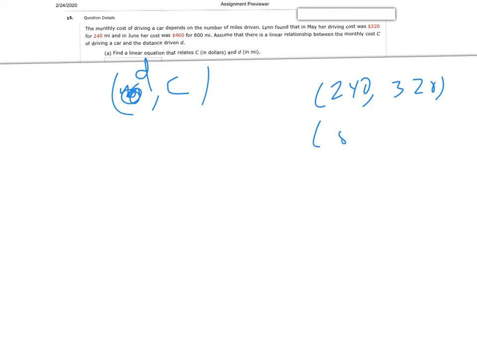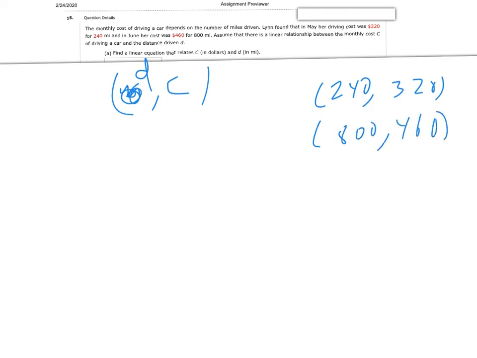All right, next up here, it says the monthly cost of the car depends on a number of miles driven. Since the cost is dependent, that's going to be our y value, and the miles, actually d for distance, is going to be our x value. They're giving me 2 points here: 240 miles is costing $320, and then 800 miles is costing 460.